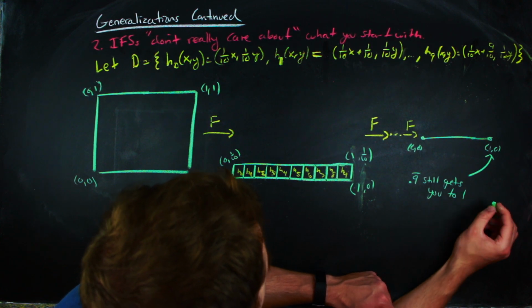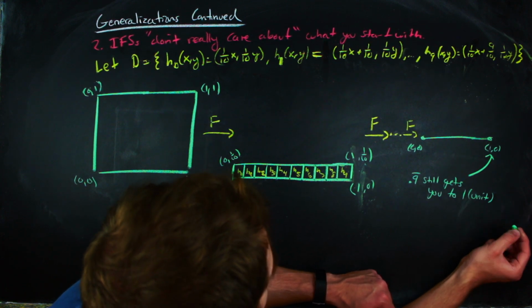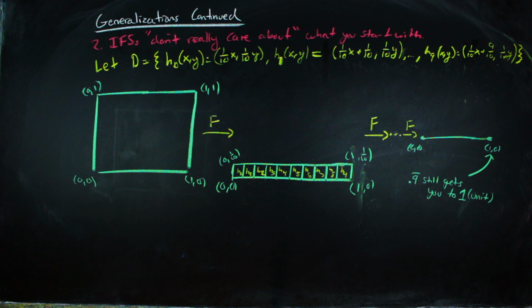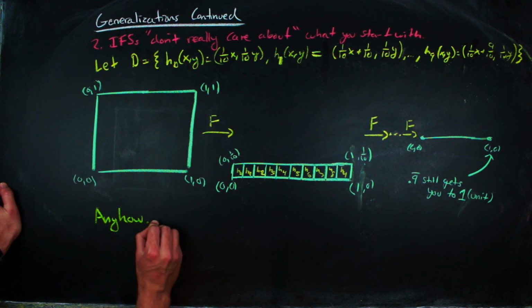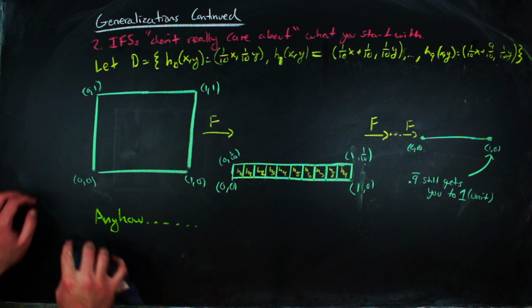The cool thing here is that 0.9 repeating still gets you to 1, in a sense, in this case, even though 1 here is the coordinate (1, 0). And it was independent of the set you started with. There are some caveats though, and since we're not getting into all the details, we're gonna leave that little black box of mathematical info for another time.